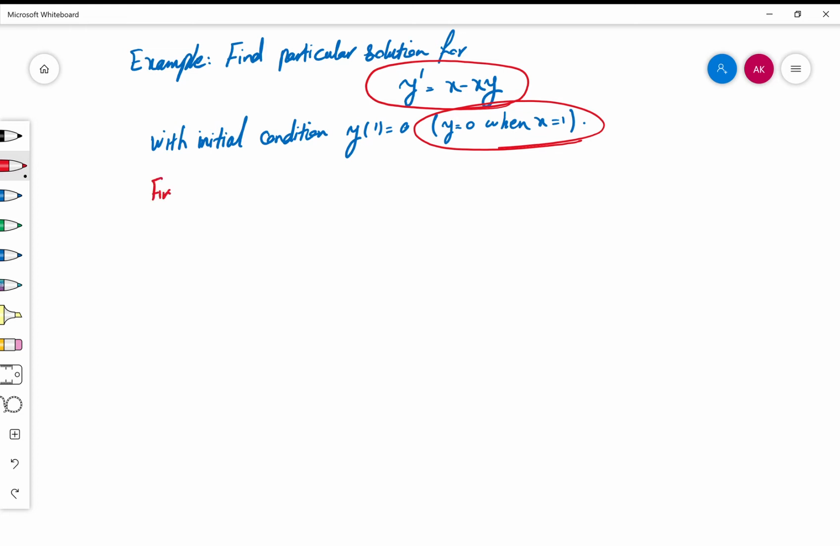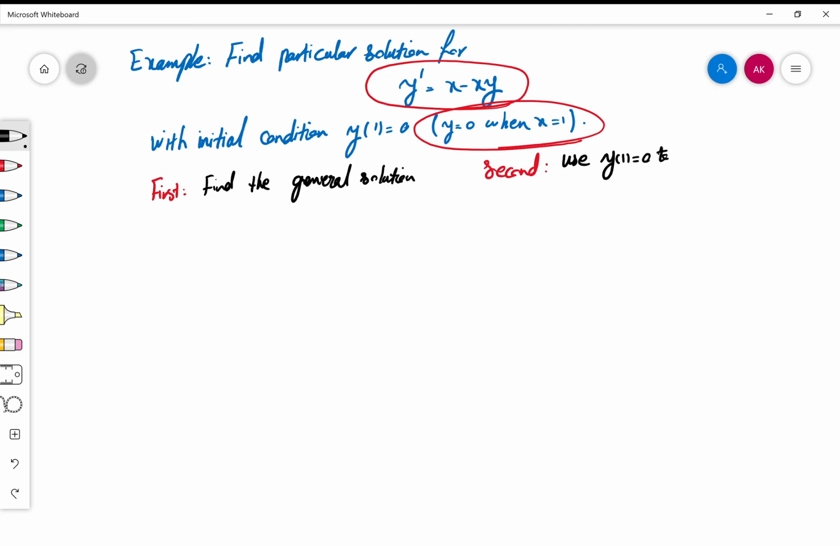Well, let me write what we need to do first. First is to find the general solution. When you find the general solution, the second part would be to use the initial condition to find a particular solution. Okay, so let's start doing the general solution.